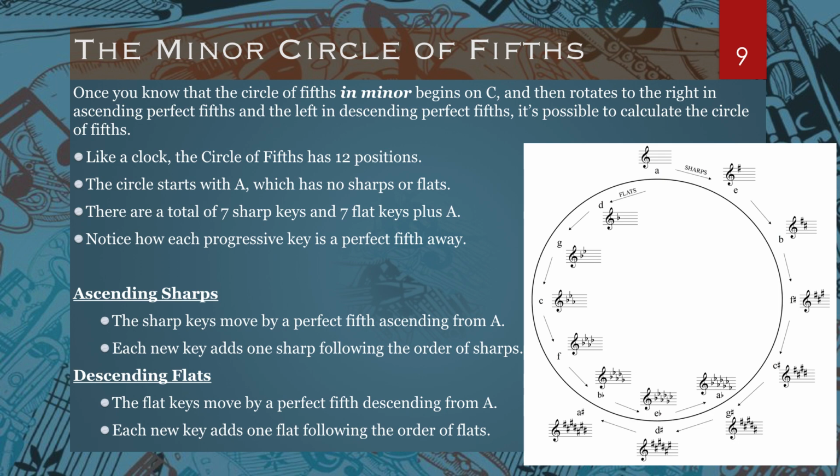So just like the major circle of fifths, the minor circle of fifths will start on a note that has no sharps and no flats in the key signature. So for major, we start on C. In minor, we start on A. And then we just rotate to the right in perfect fifths and add 1 sharp as we go. And we rotate to the left in descending fifths and we add 1 flat as we go. So D minor has 1 flat, G minor has 2, C minor has 3, F has 4, and so on.